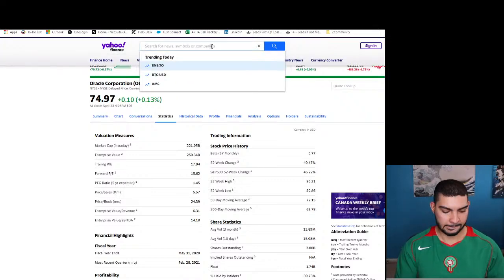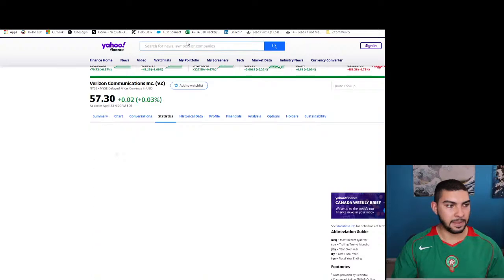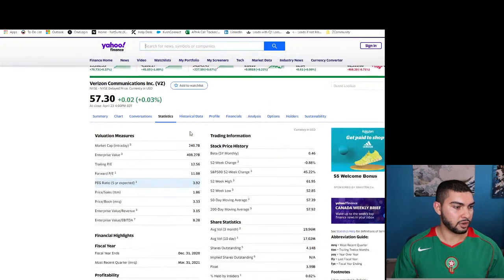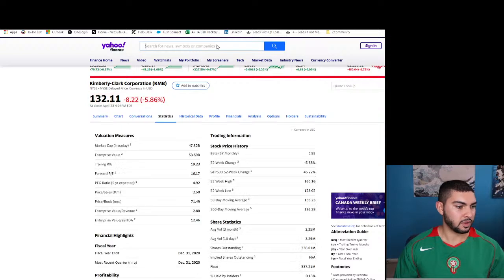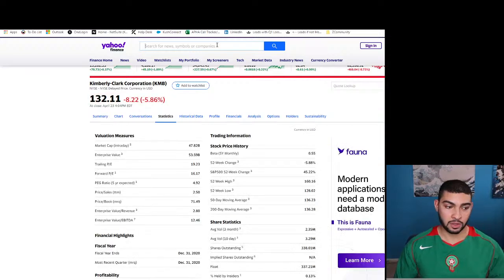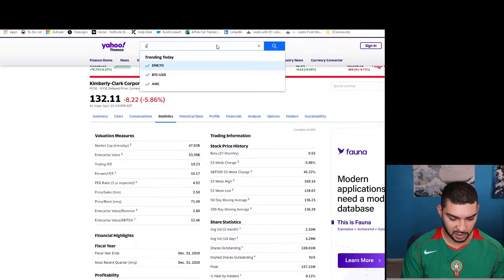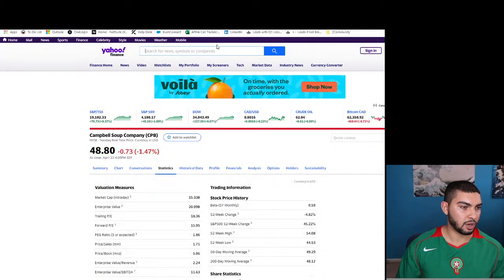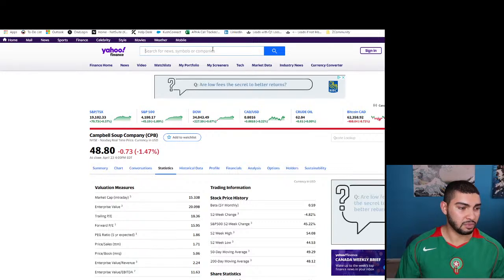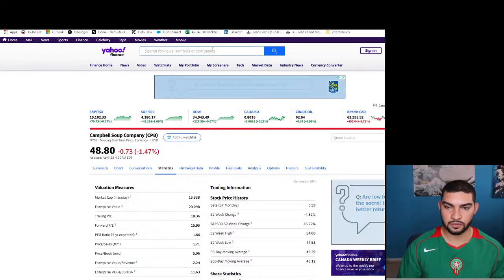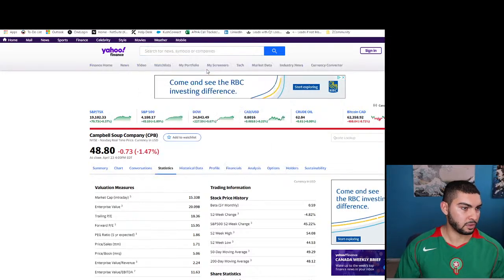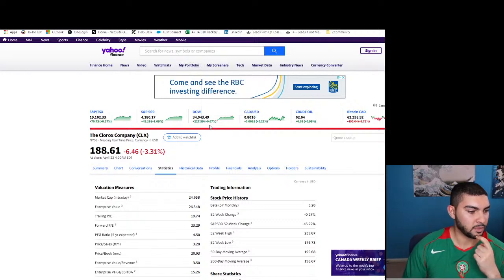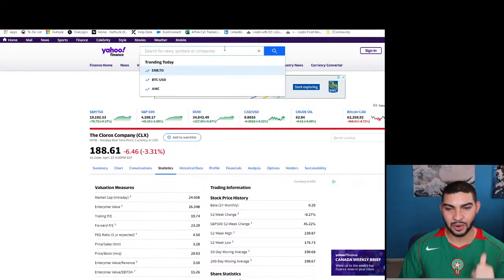Verizon, and bang, we've got a price to book of 3.33, still not where we want it to be, so that's a no. KMB, we've got a price to book of 71. I don't think so. Campbell Soup, probably going to be a high one too. Price to book of 5, still pretty low, but not what we're looking for in terms of price to book. CLX, the Clorox company, and we've got 20.03, still not where we want it to be.